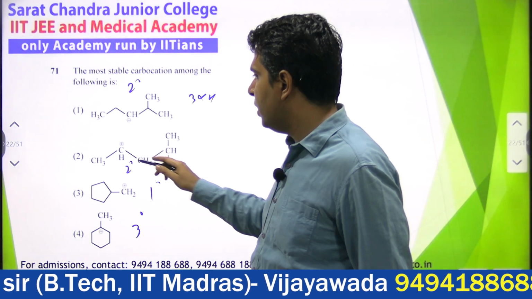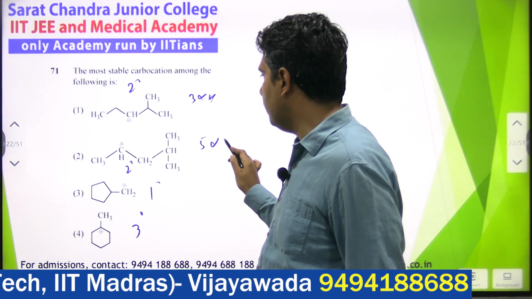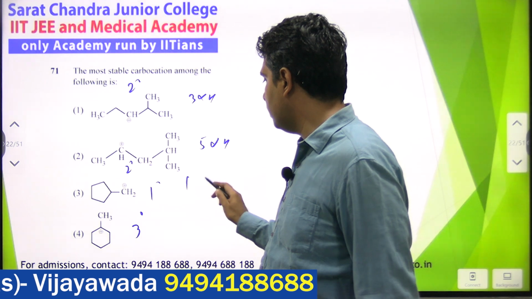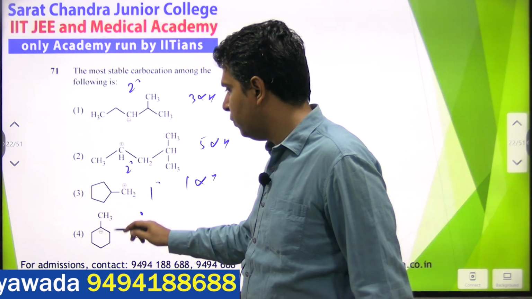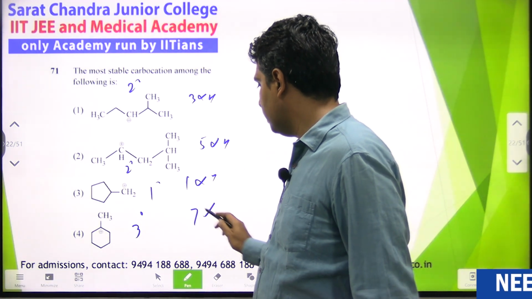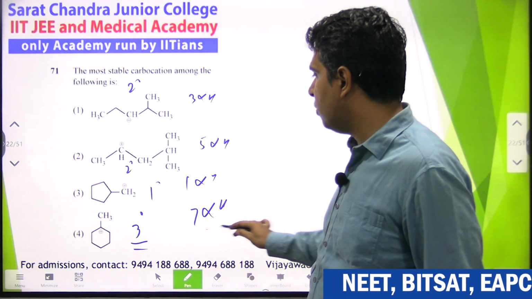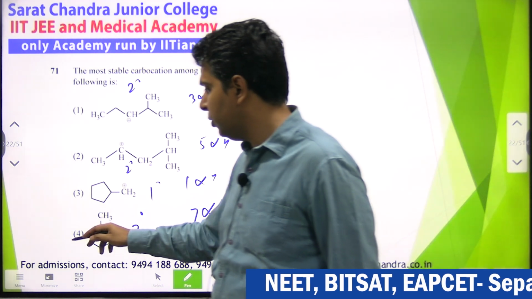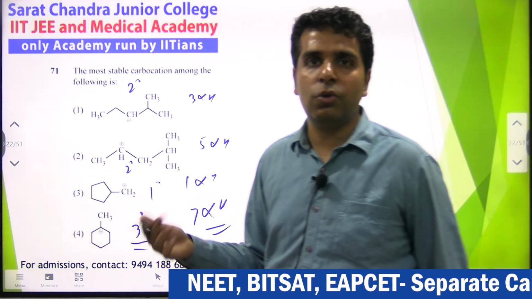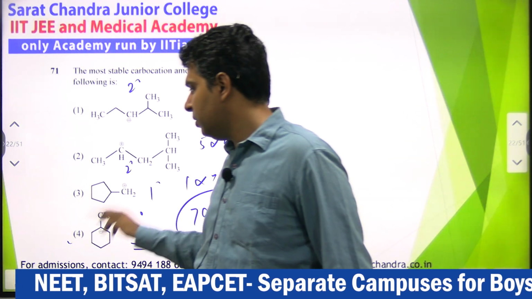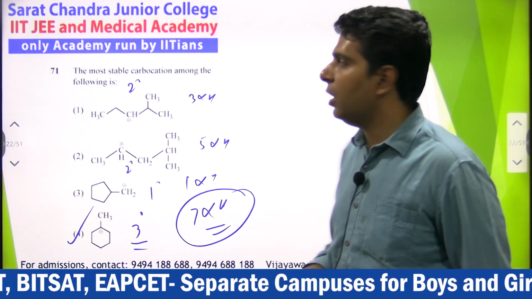over here. Over here 3 + 2, 5 alpha hydrogens will be there, and over here 1 alpha hydrogen only, and over here 2, 4 and 7 alpha hydrogens. So according to inductive effect also this will be the most stable, and according to hyperconjugation also this will be the most stable. But hyperconjugation is a stronger effect, so you have to look according to the hyperconjugation. So this will be the most stable carbocation.